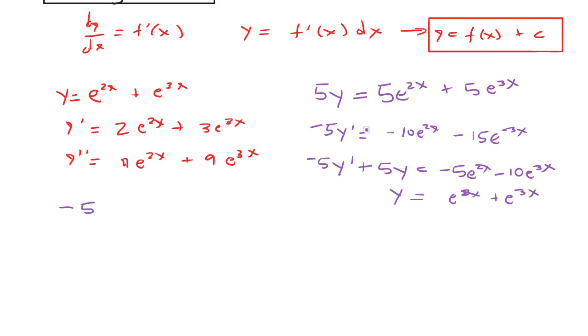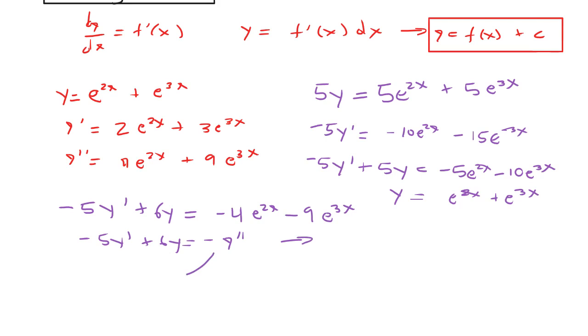You end up with minus 5y prime plus 5y, not 5y because we added an extra, so 6y equals, well, that's going to give us negative 4e^(2x), and then we have minus 9e^(3x). Now it looks like on the right-hand side I have minus the second derivative, which we can rewrite by just moving this to the other side.